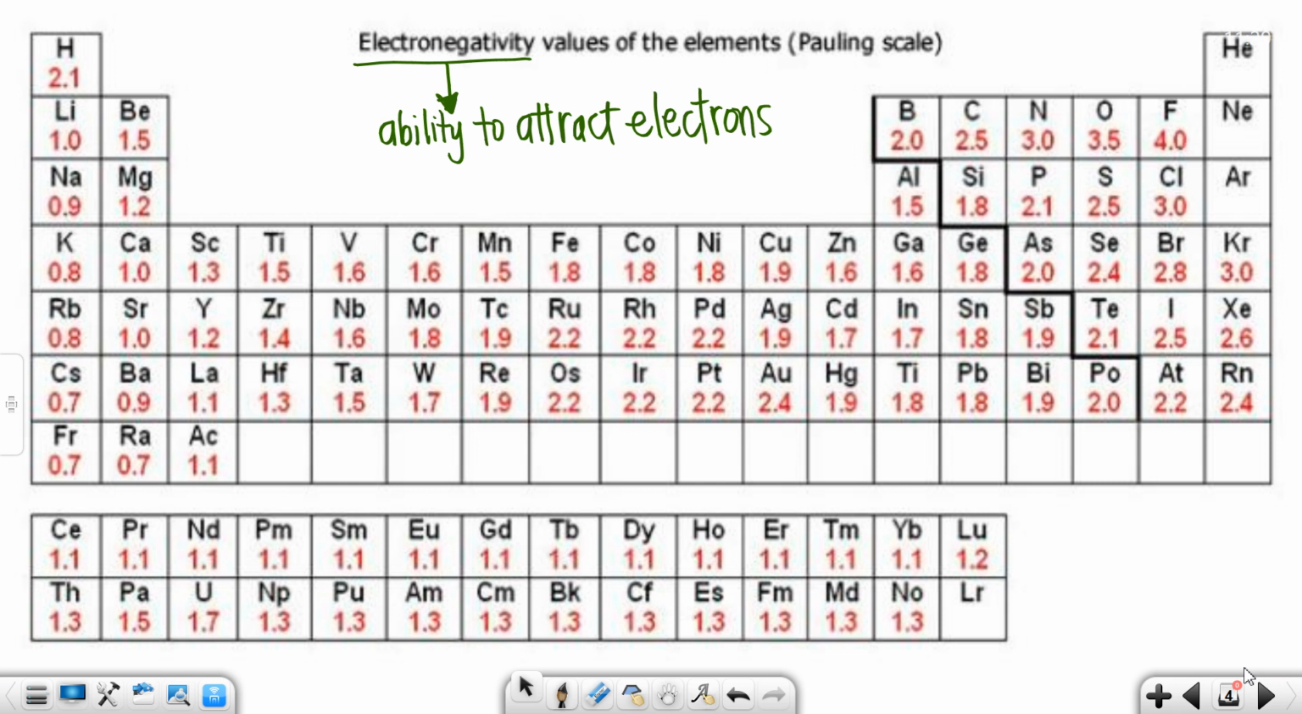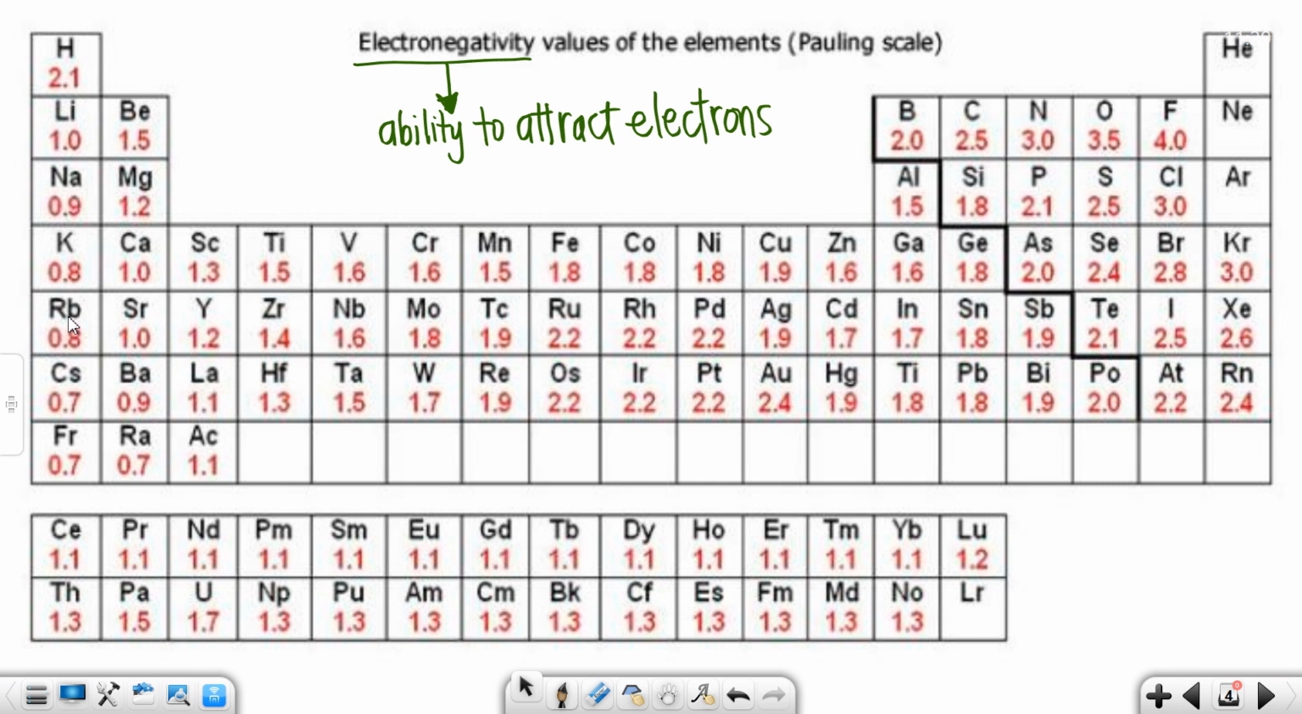All right, and so if you think about that, nonmetals have an almost full outer shell, okay, and the key is to get 8 electrons in that outer shell to achieve what we call an octet. So they have an almost full outer shell, and these elements are the ones that have an increased ability to get more electrons to fill them up. All right, and that's why they have higher electronegativity values.